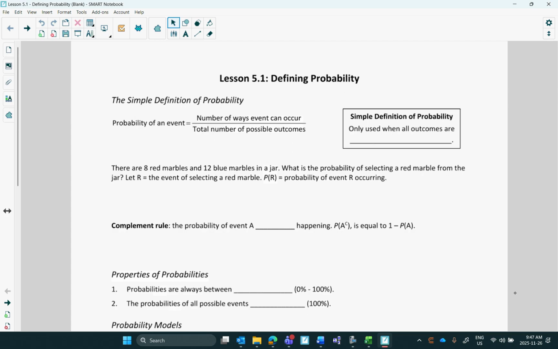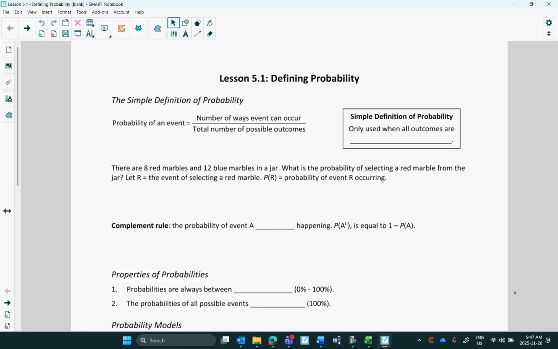I said easy day today. Although probability does tend to get a little bit more complicated as we move along. Okay. But if you sort of remember the rules, you can figure out the problems.